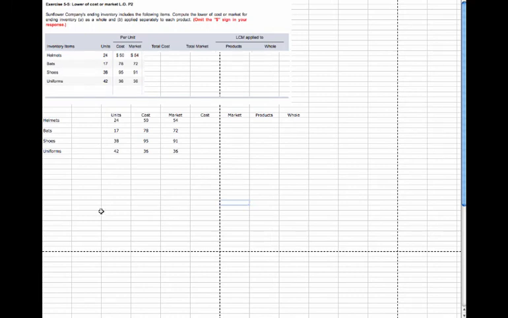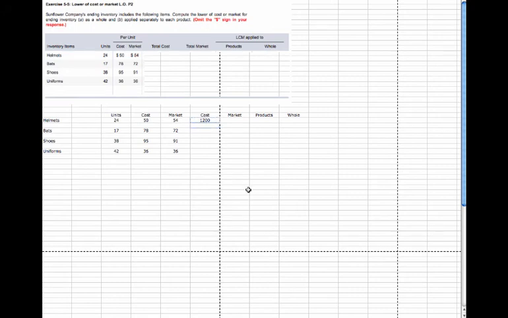So what I've done is I've taken this problem where Sunflower Company's ending inventory consists of 24, 17, 38, and 42 units. They provide us with the cost. They provide us what the market value or replacement cost is. And so now we can do the extension to determine what value should be placed upon each inventory item as we determine lower of cost or market. We can do a formula that says take the number of units times the cost of that inventory item to give us what the cost is for helmets.